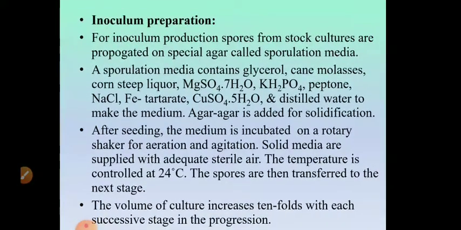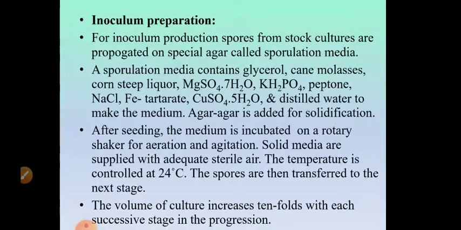For inoculum production, the spores from stock cultures are propagated on a special type of media called sporulation media. The sporulation media contains glycerol, cane molasses, corn steep liquor, magnesium sulfate, potassium dihydrogen phosphate, peptone, sodium chloride, iron tartrate, copper sulfate, and distilled water to make the medium. Agar-agar is added for solidification if you require. Now, the medium is seeded and incubated. If we do not require a solid medium, we need not add agar-agar.